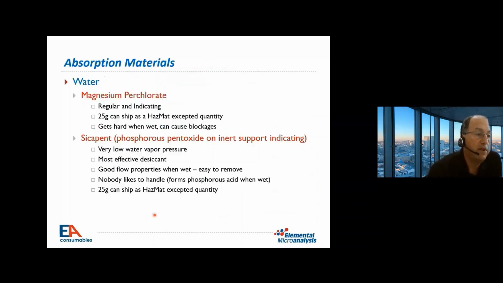And for absorption material, we're talking about water. Magnesium perchlorate is very commonly used. It's available in regular forms as well as indicating. We also have it in 25-gram quantities, which is a great help financially because it can ship under an accepted quantity shipping and doesn't incur extra surcharges. It does get wet and hard, which has caused blockages. The secapent is the other option, also available in 25-gram sizes and has good flow properties when wet.